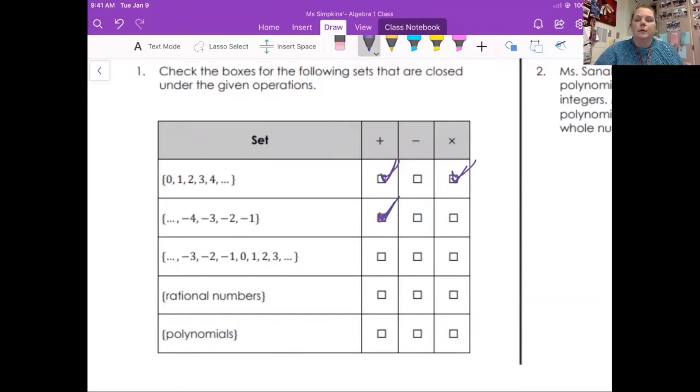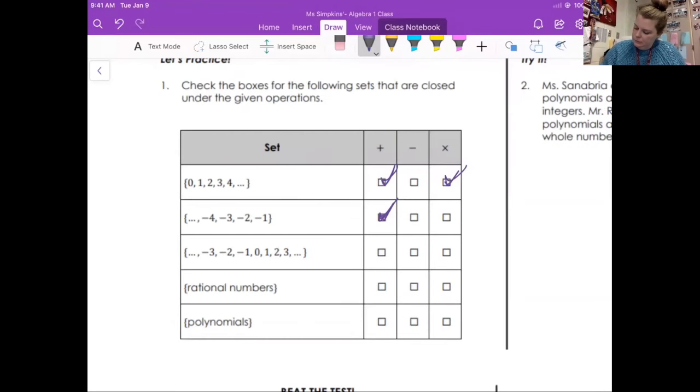What about subtraction? No. Okay, what would be your example? Negative 5 minus negative 5. Remember, they both have to be negative. Negative 5 minus negative 5 is fine, because we would get 0, and 0 is not part of that set. Or negative 5 minus negative 10 would give us a positive number.